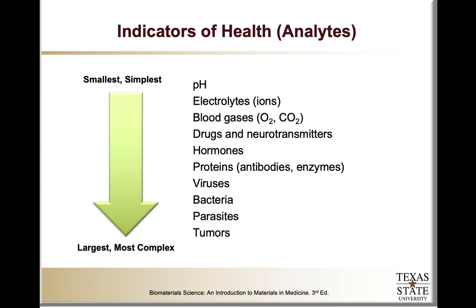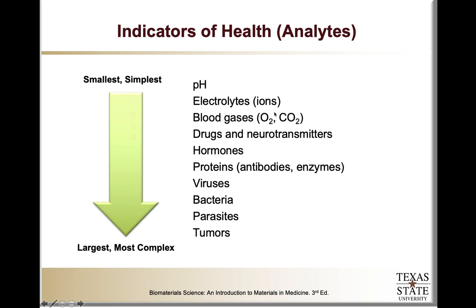In this slide, we show the different analytes. As I mentioned, an analyte is a molecule that we are interested in detecting, and it's just listing them in order of the smallest and simplest to the largest and most complex. In the case of pH measurements, we're basically interested in the acidity level of the tissues, and the acidity is directly related to the concentration of hydrogen ions in the solution. So basically, for this case, we would require a sensor that can detect ionic species.